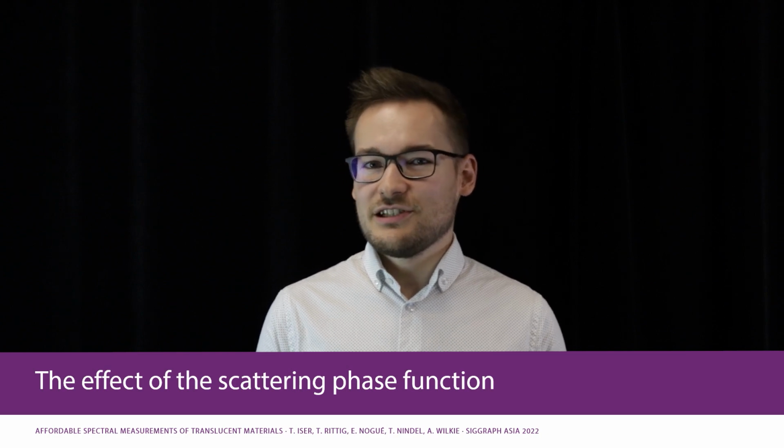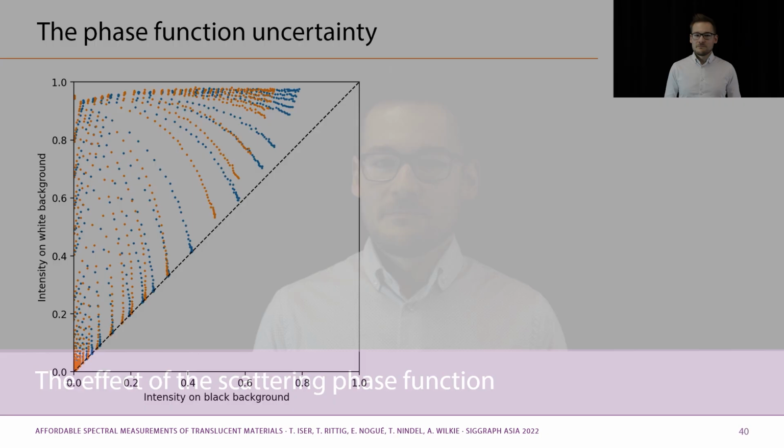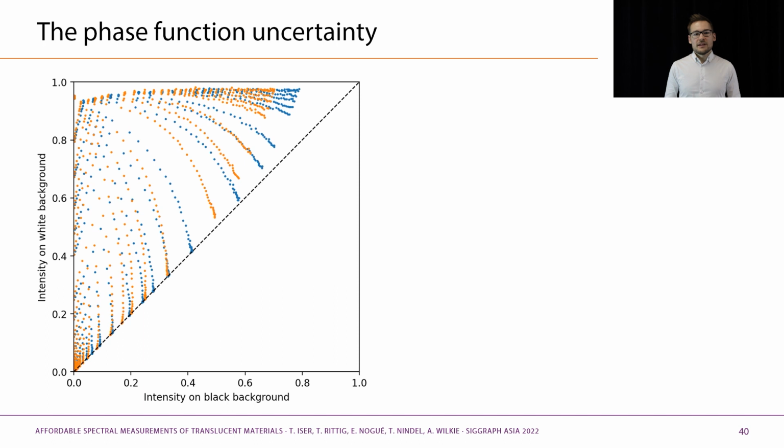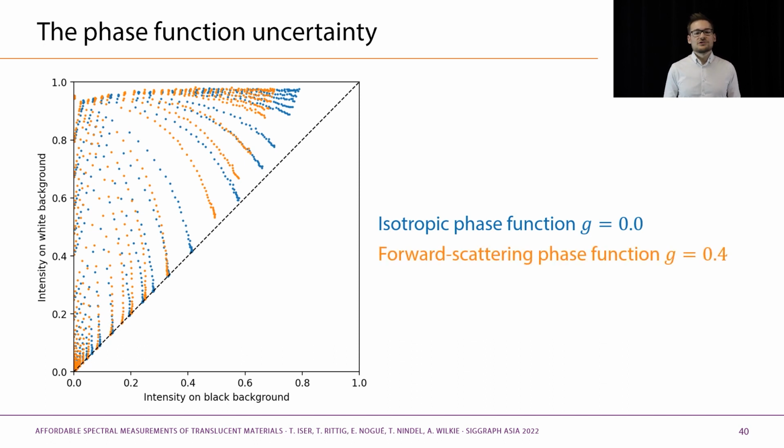So far, we have focused on the albedo and extinction coefficient, but could we also include the material's phase function in the appearance map? Let's have a look. Here we can see data points of an isotropic phase function in blue and of a forward scattering phase function in orange. Clearly, the data points overlap, so we cannot discriminate which phase function a material has just from this two-dimensional map.